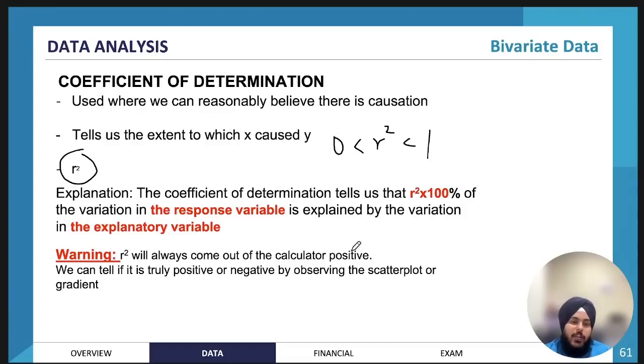And the coefficient of determination gives us information about the correlation of the two variables. How correlated are they? The way that we can interpret the coefficient of determination is that it tells us r squared times 100%. So you convert whatever the r squared value is into a percentage of the variation in the response variable that is explained by the variation in the explanatory variable. So you would have to substitute in what the response and explanatory variables are in your particular scenario. But this is essentially the overall structure, which you guys should be really familiar with.